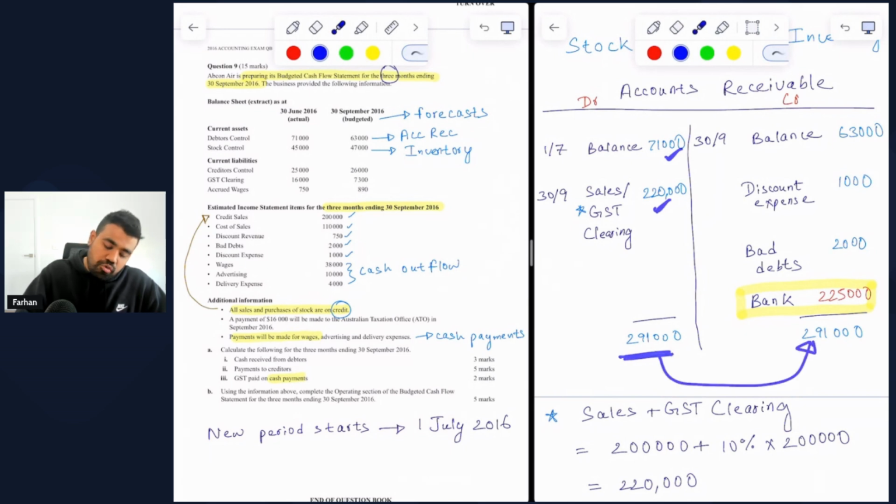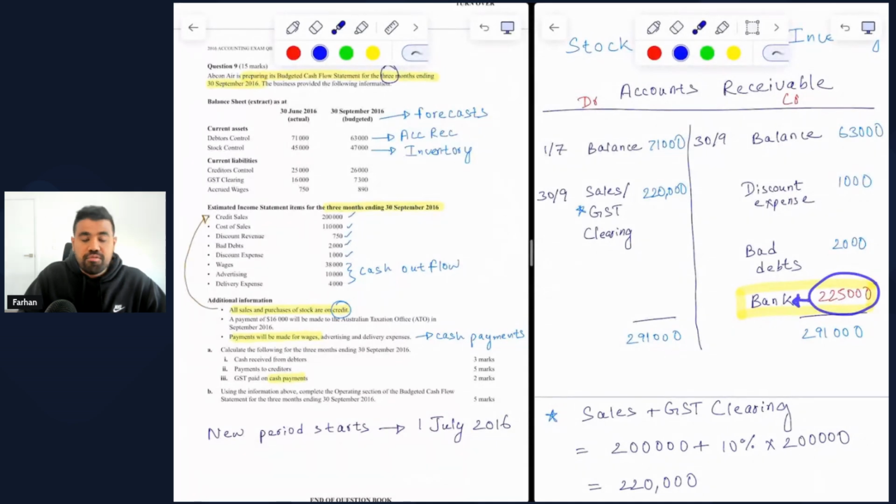And then you subtract the closing balance, then you subtract the discount expense, and then you subtract the bad debts. You're left with $225,000, which is what we refer to as the cash that we have collected from our debtors.